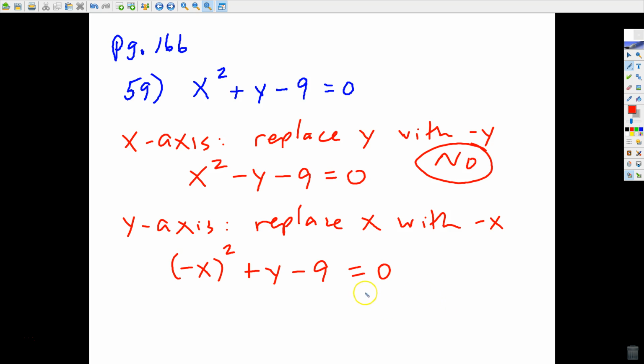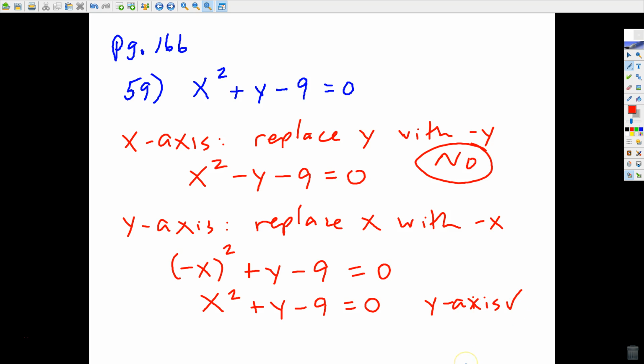Okay, I replaced the x that was given in this equation with negative x. Now let's simplify. The reason why it's smart to put this in parentheses is because it's a reminder that when I multiply negative x times itself, what is the result? It's just positive x squared. Okay, so doing that substitution, did I end up with the original? Yes. So we've proven then that there is y-axis symmetry here.